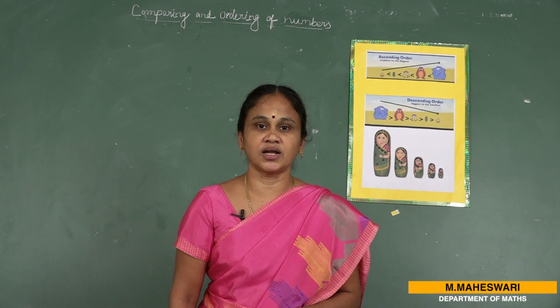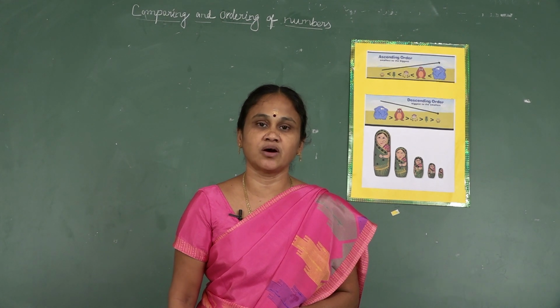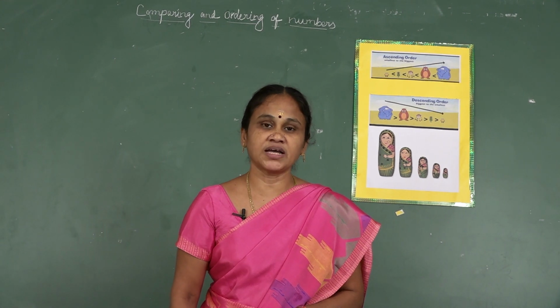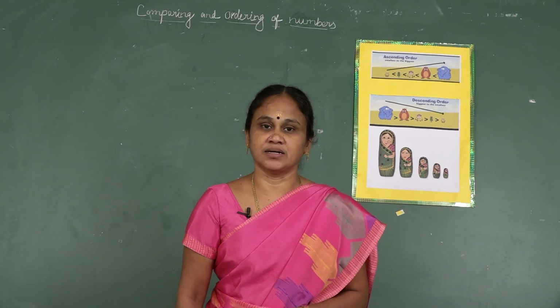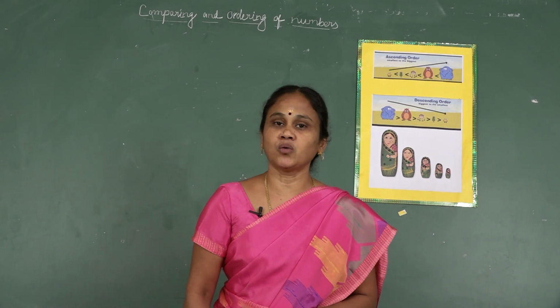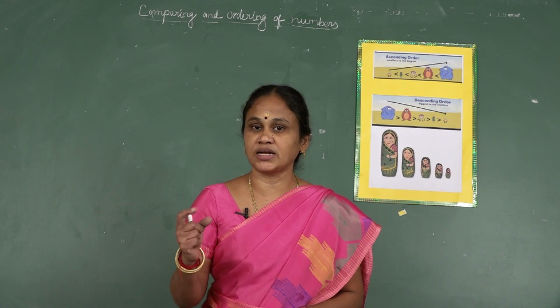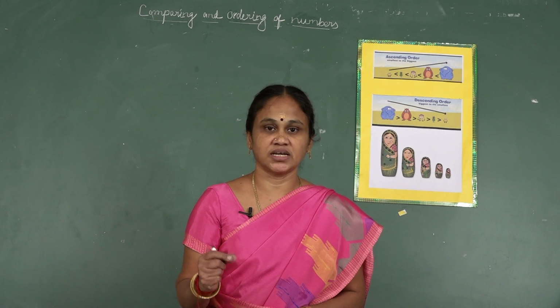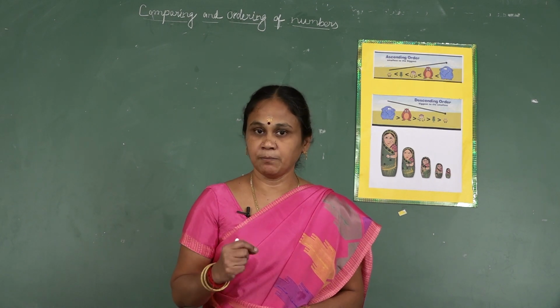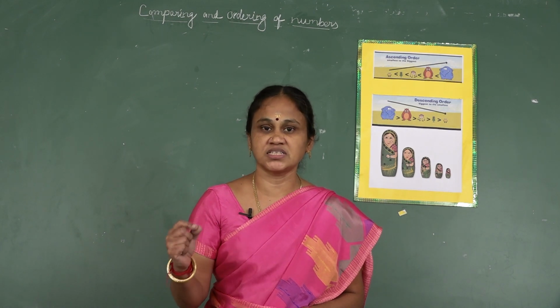Today we are going to learn about comparing and ordering of numbers. To compare the numbers, we learn certain rules. Let us learn them. First, we count the number of the digits in the given number. The number with more digits is greater. The number with less digits is smaller.